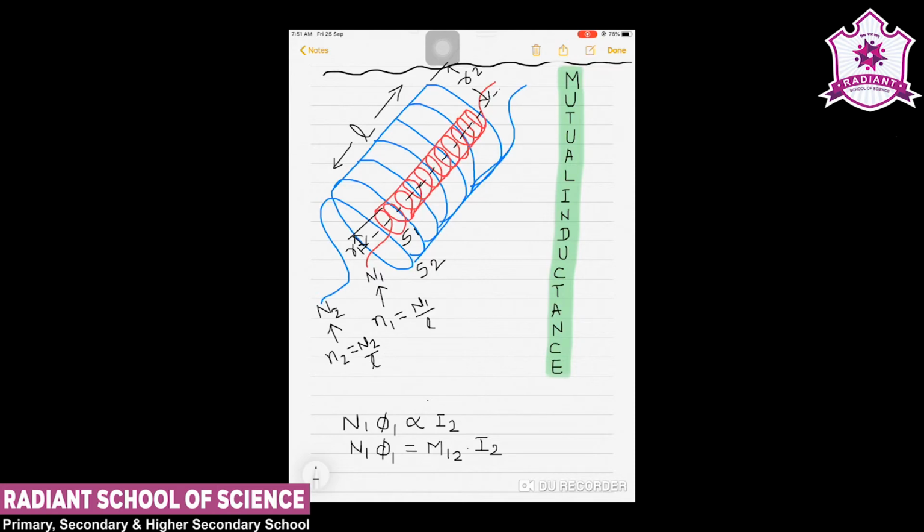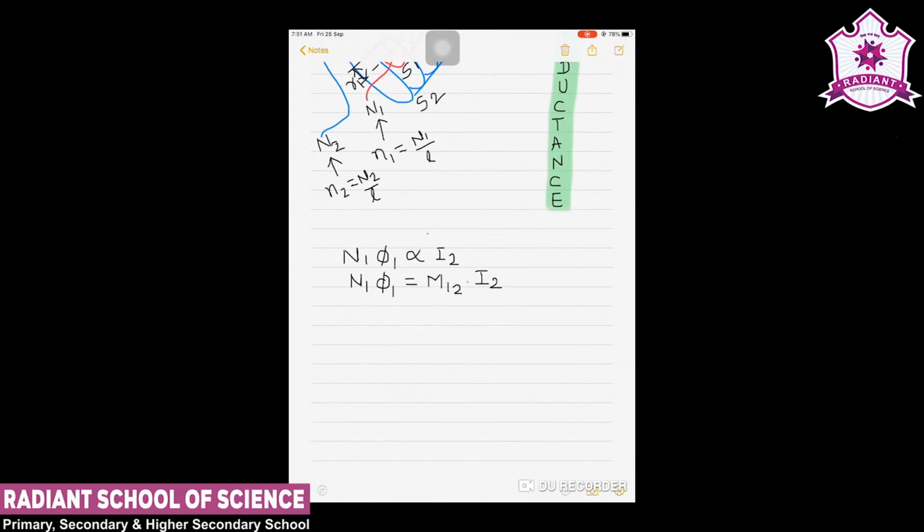For these simple coaxial solenoids, it is possible to calculate M12. The magnetic field due to the current I2 in S2 is, as for a solenoid, mu n I. So for coil 2 it is given by B2 equals mu 0 n2 I2. Now the resulting flux linkage with coil S1, that is N1 phi 1, is equal to B into A, that is the number of turns in coil 1, the area of coil 1, and the field due to coil 2.